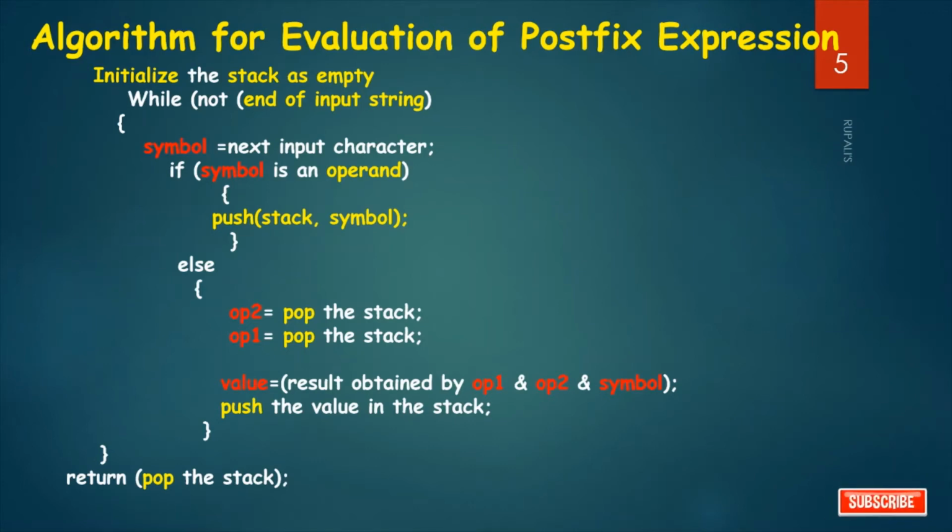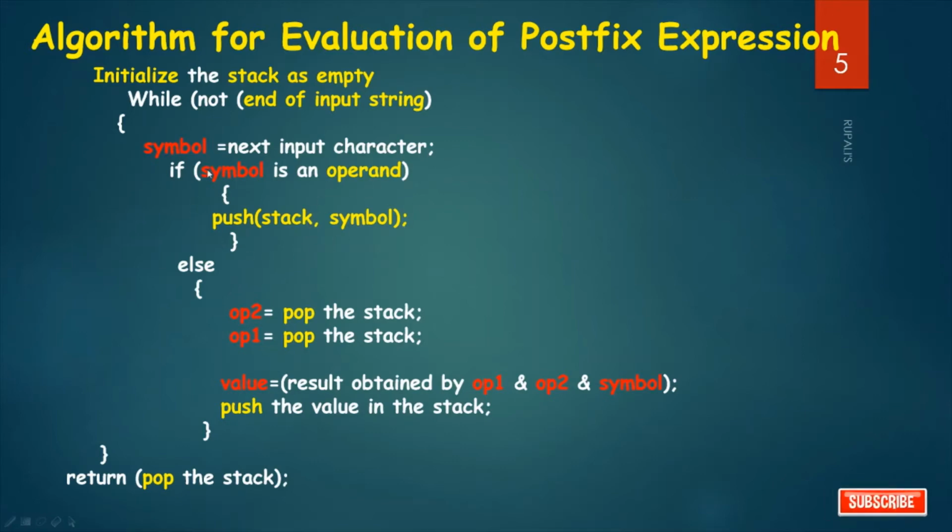So, I have to scan the postfix string from the left hand side till we get the end of the input string. I have to scan the total input string. Now I have to scan each character and I give the name of those characters as symbol. So symbol equals next input character. If the symbol is an operand, then you have to push that symbol to the stack.